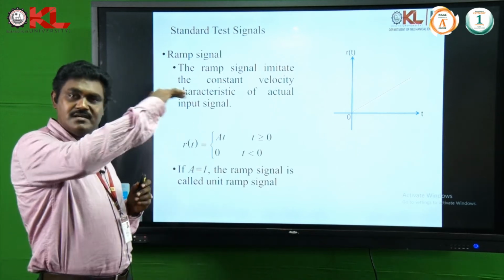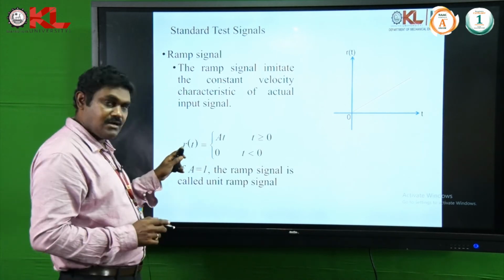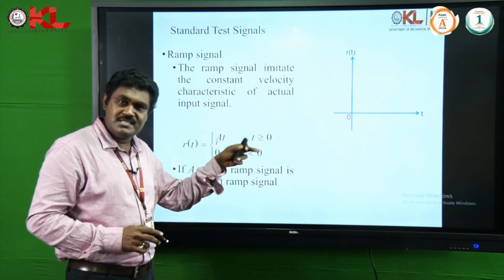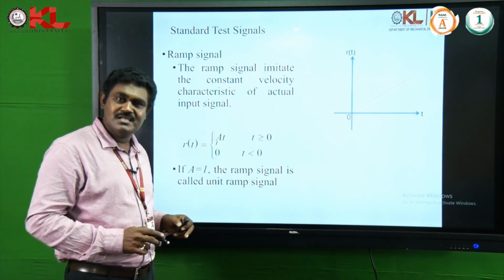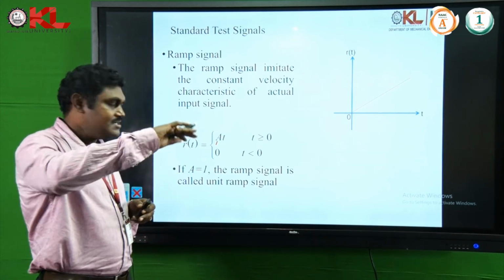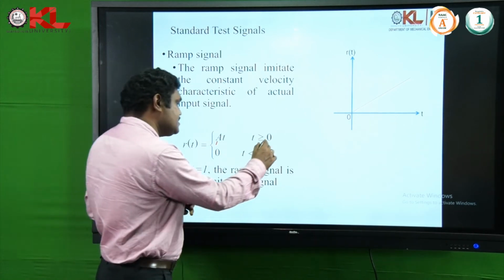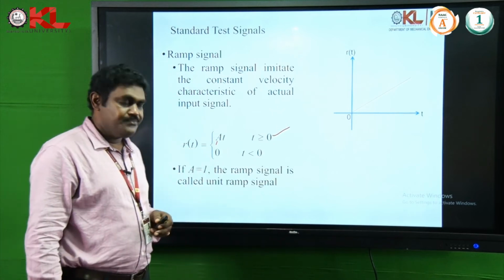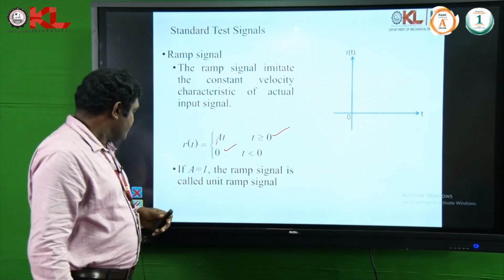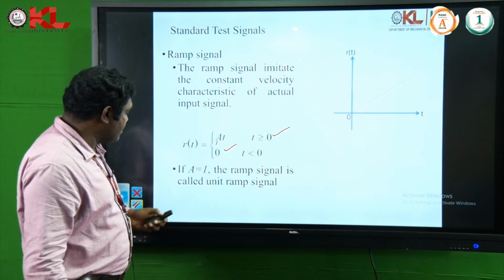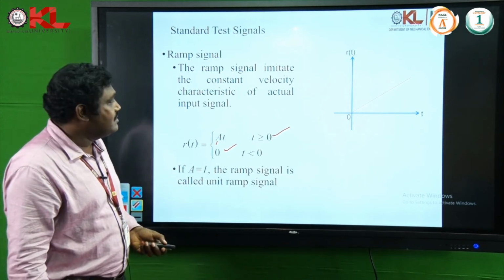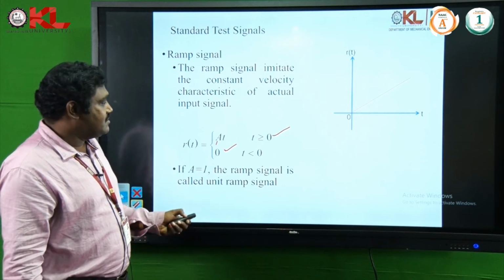It gradually increases. It is represented by the equation r(t) = A t. If t increases, the magnitude also increases. It is continuously varying, continuously increasing. This holds for t greater than or equal to 0, and if t is less than 0, the magnitude is 0. And here also, if A is equal to 1, the ramp signal is called a unit ramp signal.